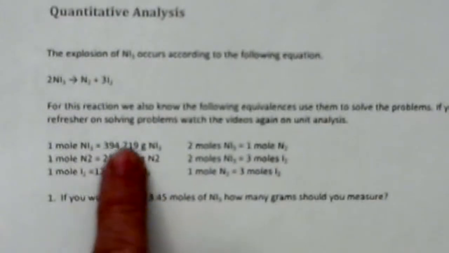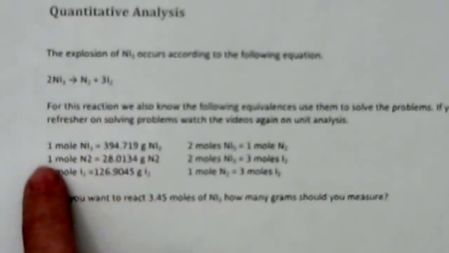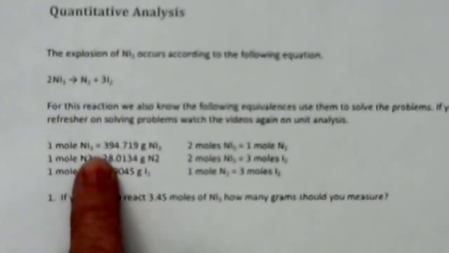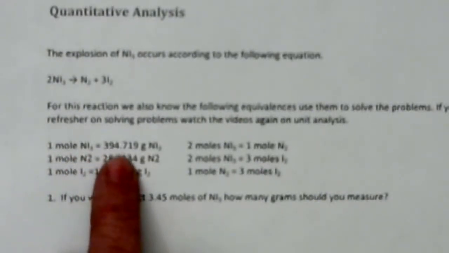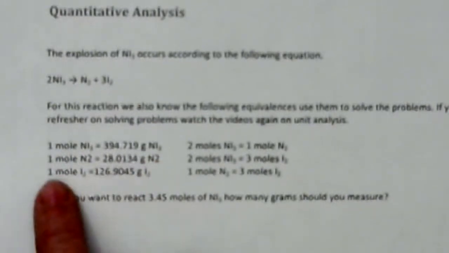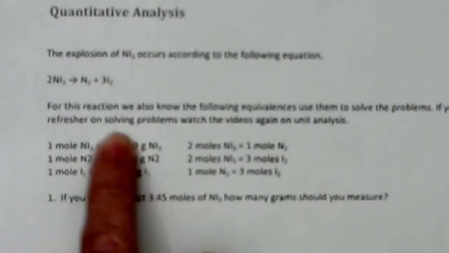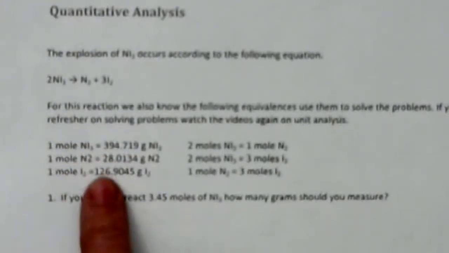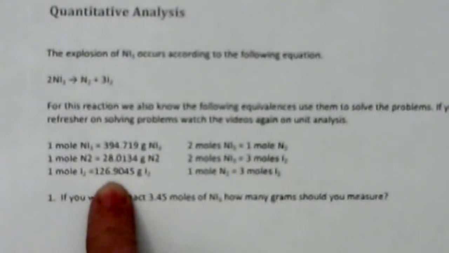Well, if you look at the equivalencies on the left, and if it's too hard to read, it says 1 mole of nitrogen triiodide equals 394.719 grams of nitrogen triiodide. So that's the first one on the top. All of these can be found where? Yes, you remember, all of these can be found on the periodic table.